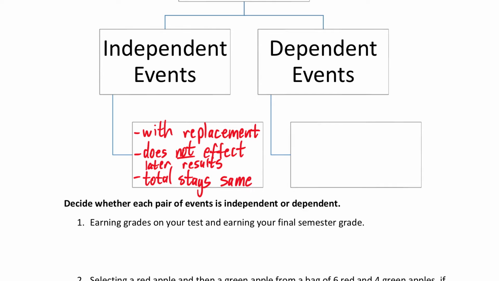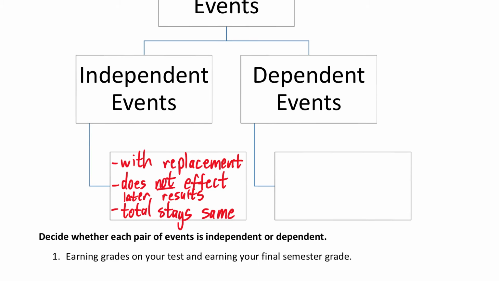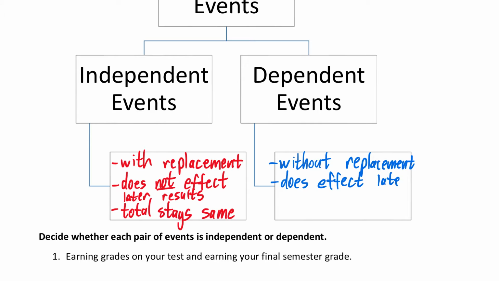Now, for dependent, it's basically the exact opposite of that. So in dependent, it is without replacement. It does affect later results, and the total is changing.